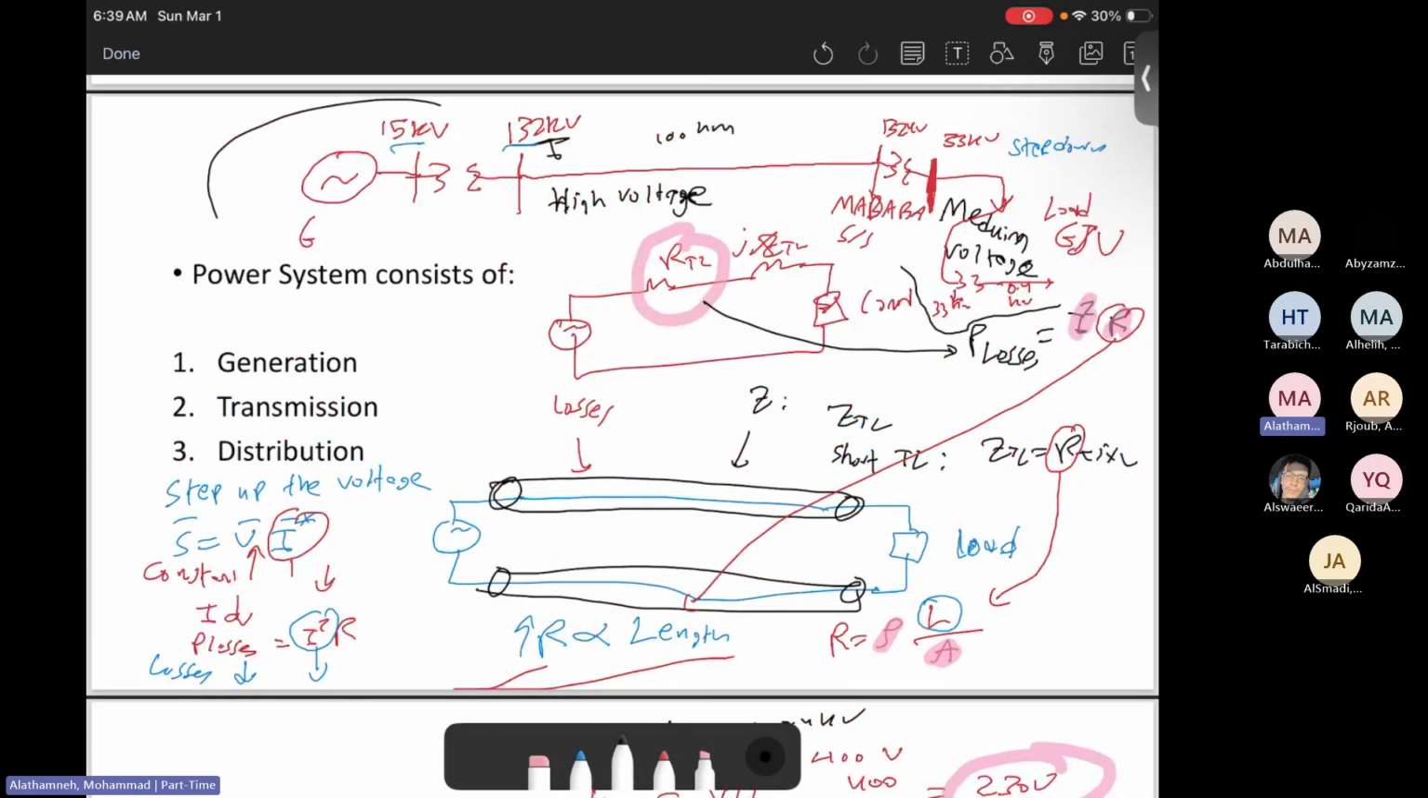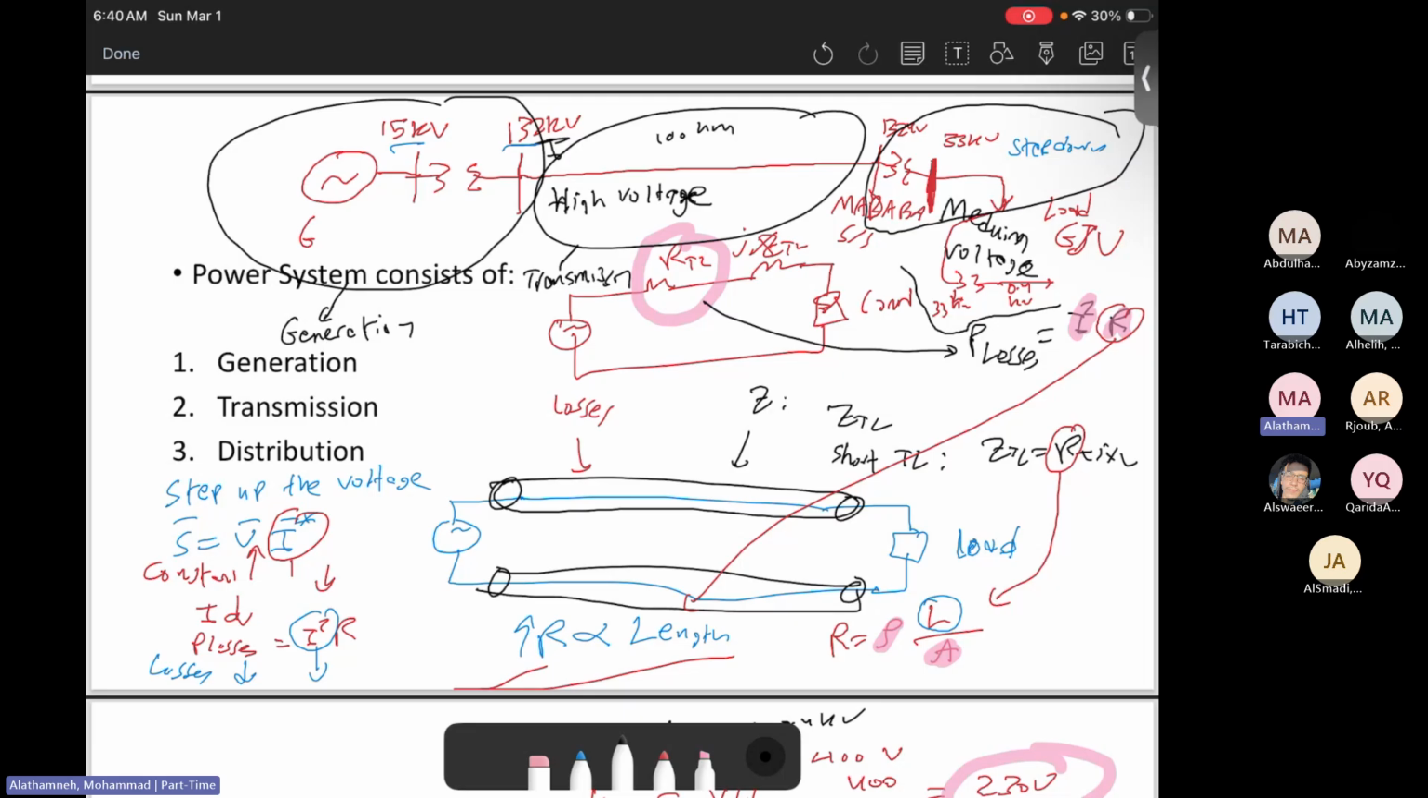Then we can look at the first part. This is associated with the generation substation. Then the next one is associated with the transmission. Then after that, at the medium voltage level, it will be associated with what we call sub-transmission. Then the last one, as we get close to the university or the campus, we call distribution. So as a result, we have four things: generation, transmission, sub-transmission, and distribution.